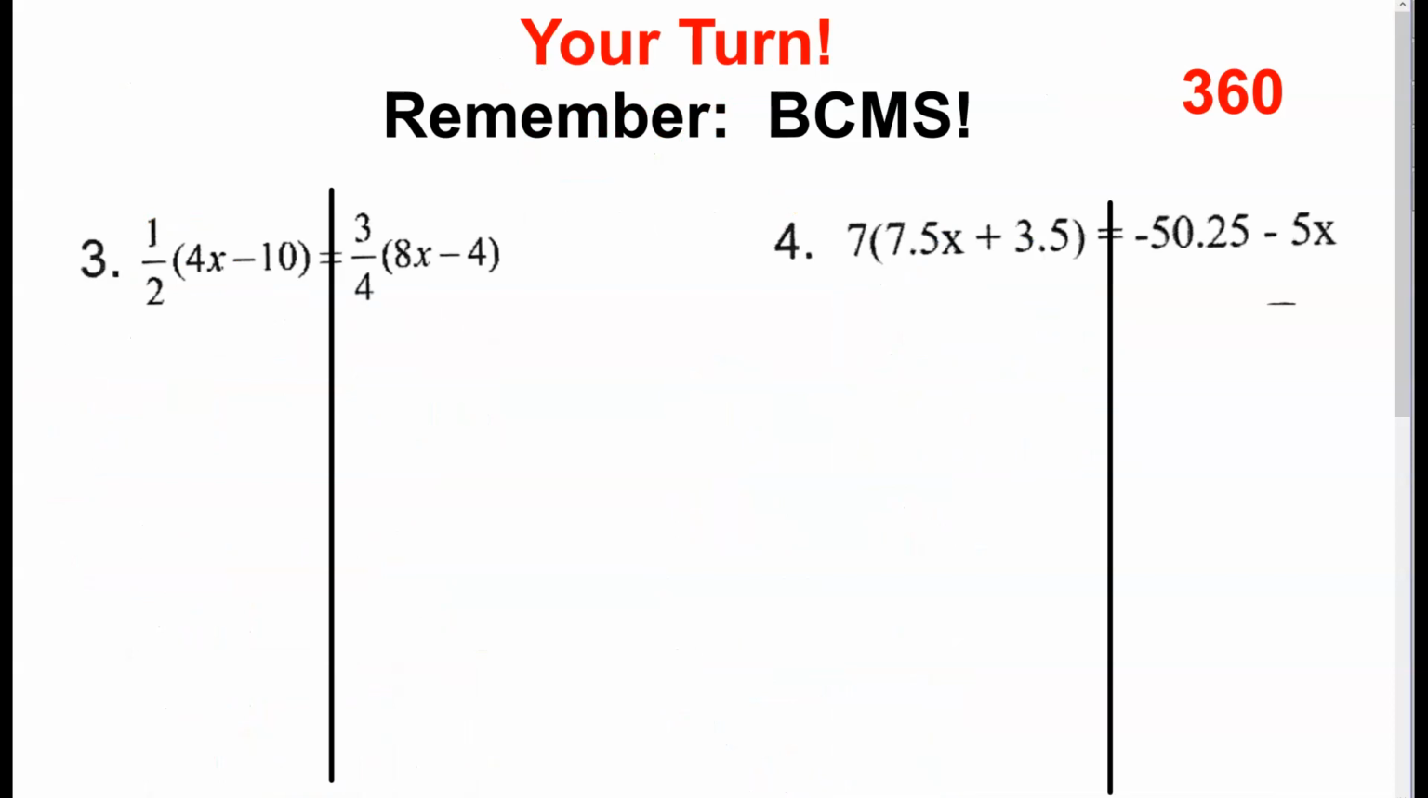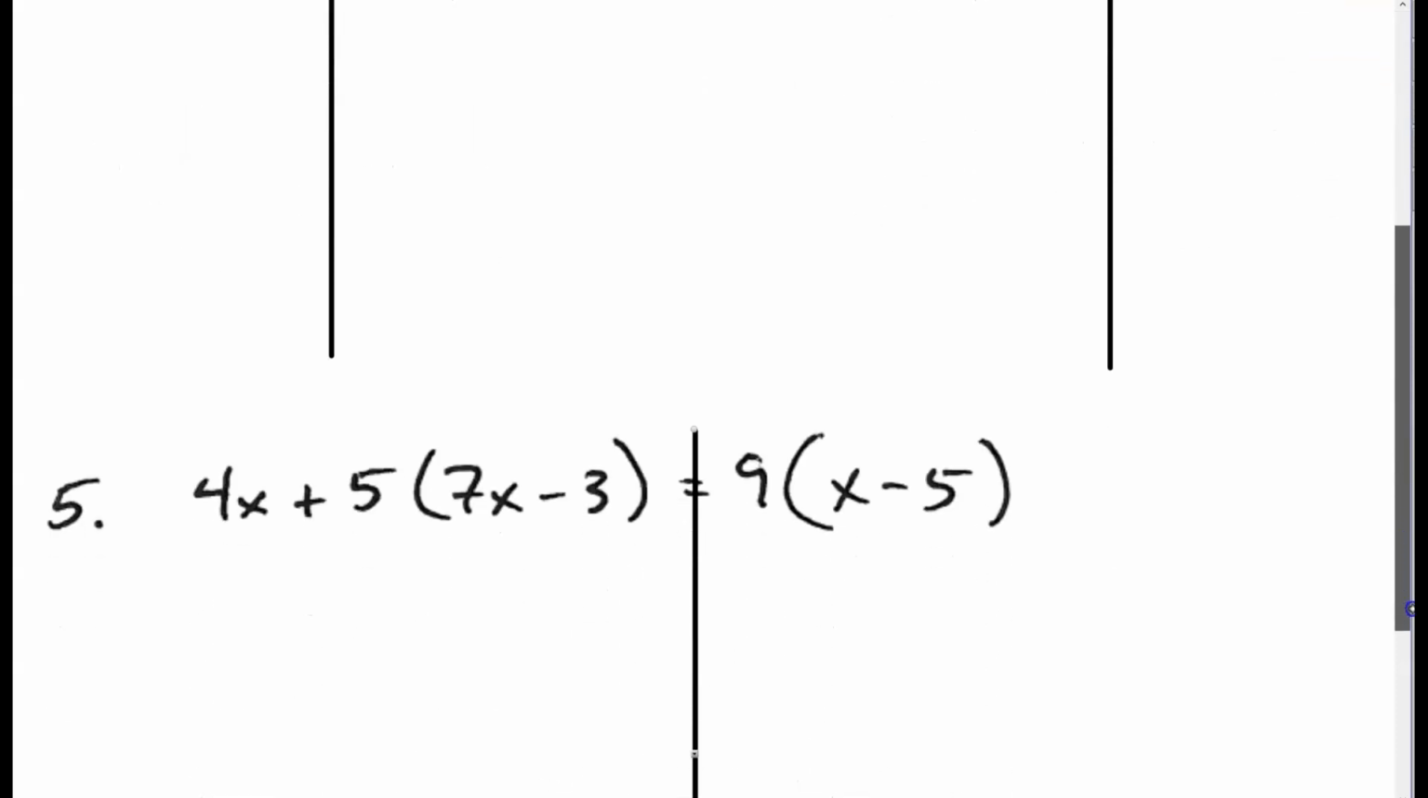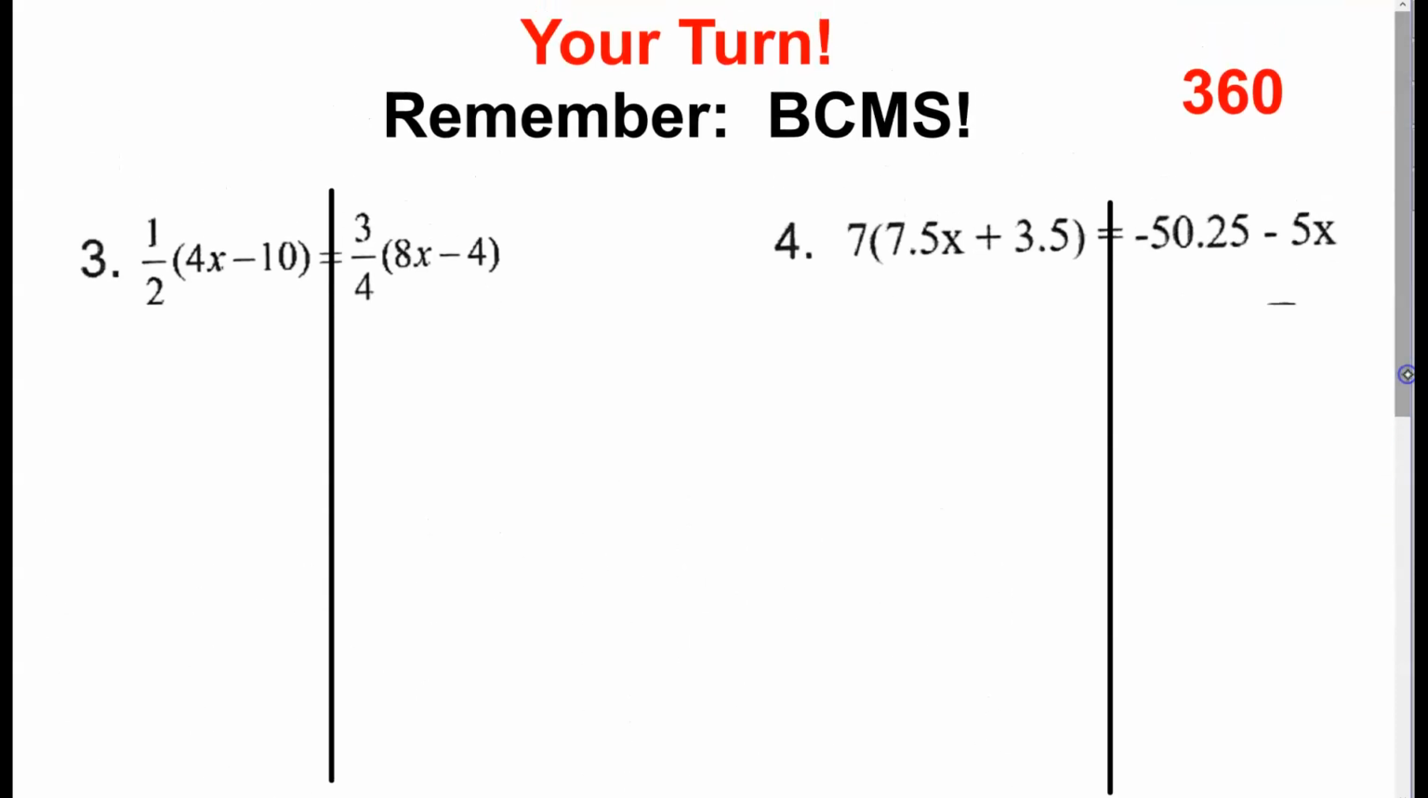All right, so this says now your turn. I'm actually going to do number 3 with you. I'll let you do 4 and 5 on your own, and then come back and look at this. But number 3 here, again, we do not really like fractions, right? But when I look at this, I need to realize fractions don't change how we solve this problem. We're still going to think BCMS, so we need to begin with our parentheses.